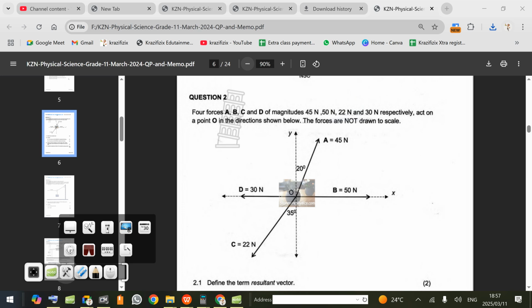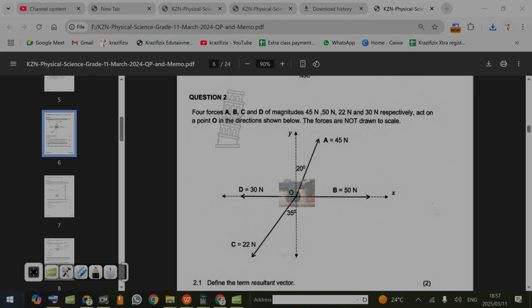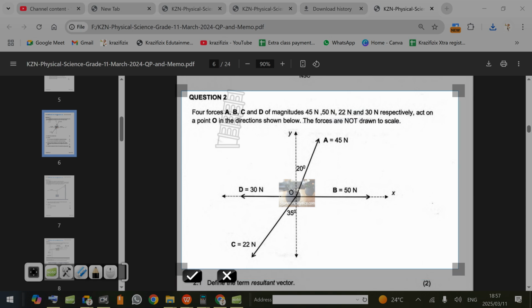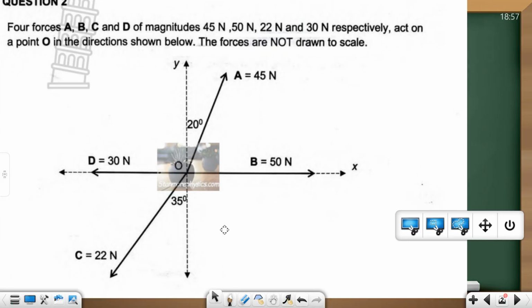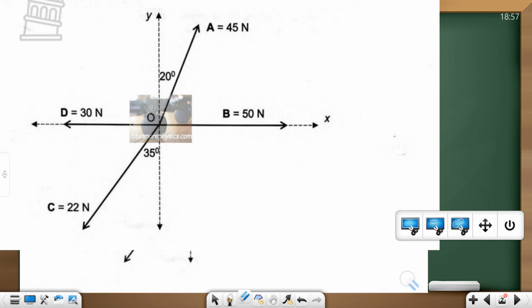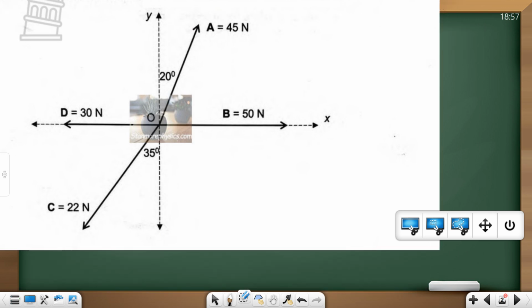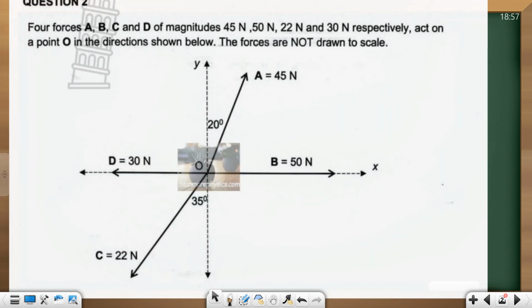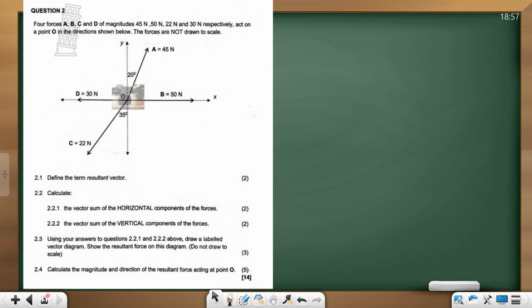All right. Okay, so we have four forces, and the main thing here, guys, is to remember how to resolve. Once you can resolve, these questions become a giveaway. We have four forces there, and the forces are not drawn to scale, so you cannot use a ruler. Question number one: define the term resultant force.